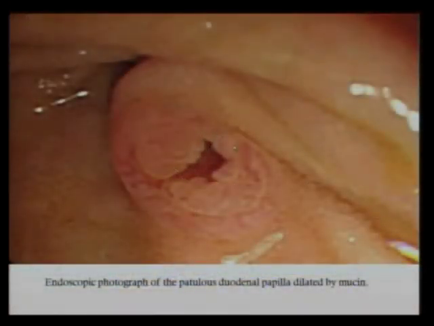So that's just the main duct IPMN. They talked about the fish mouth appearance, patulous duodenal papilla dilated by the mucin. So this is a classic ERCP finding.